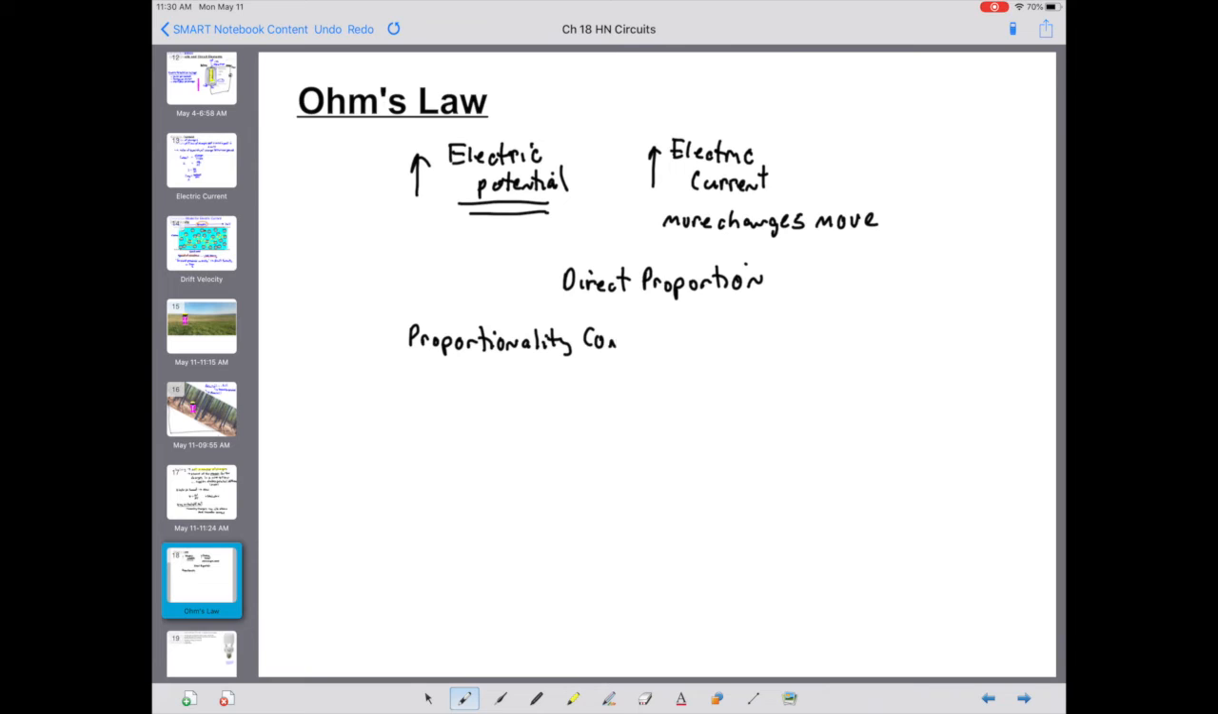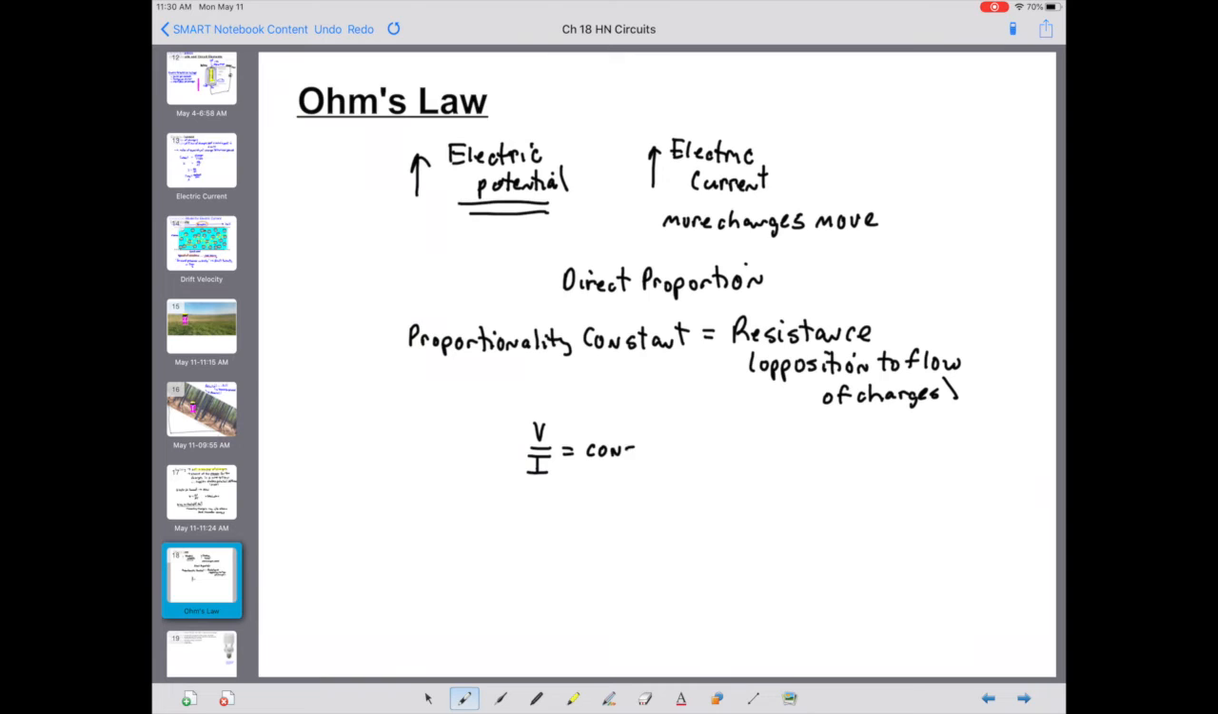Our proportionality constant we call resistance, which is basically conceptually the opposition to the flow of charges. And that's what you saw in terms of the atoms getting in the way, the trees getting in the way. And so then if we set up an equation, the ratio of V over I is equal to a constant, remembering that V is your symbol for electric potential, I is your symbol for current. And so that constant is then equal to R, which is resistance.